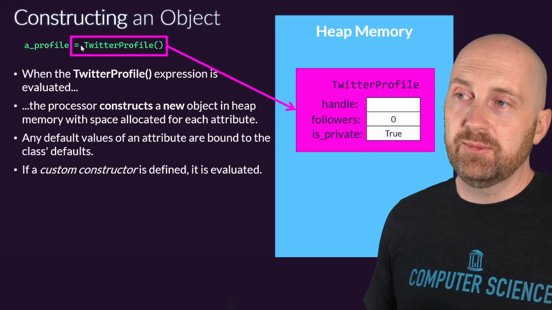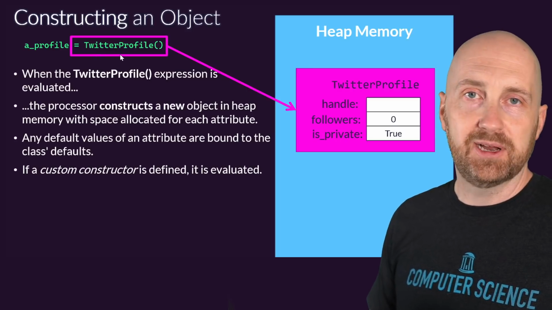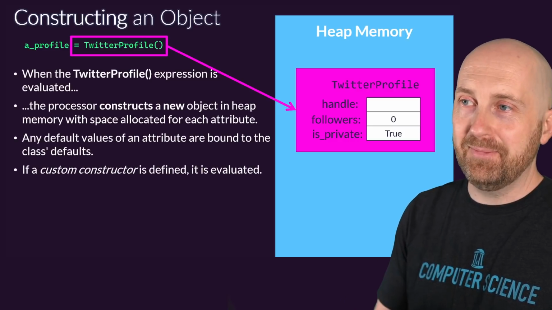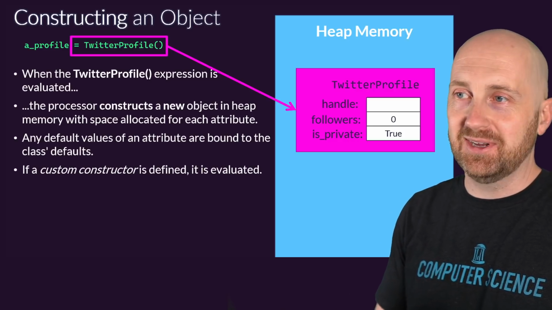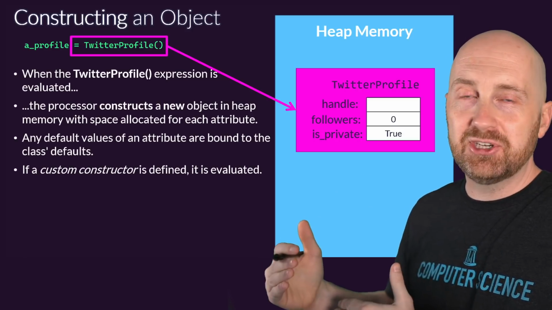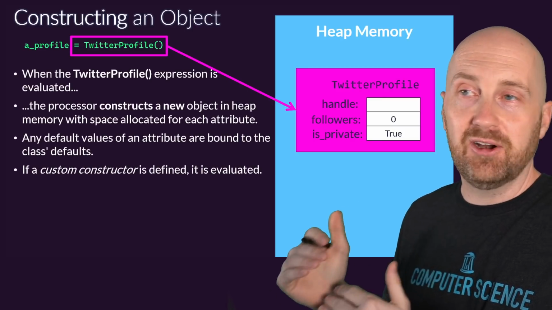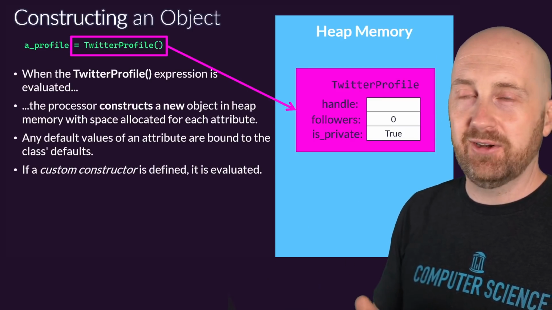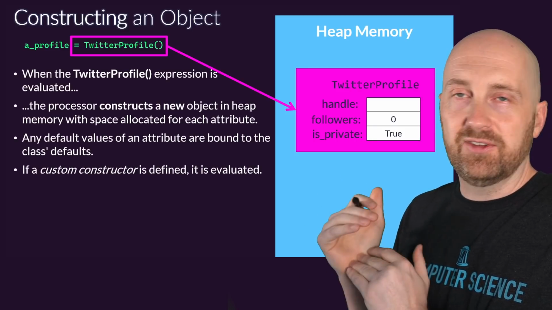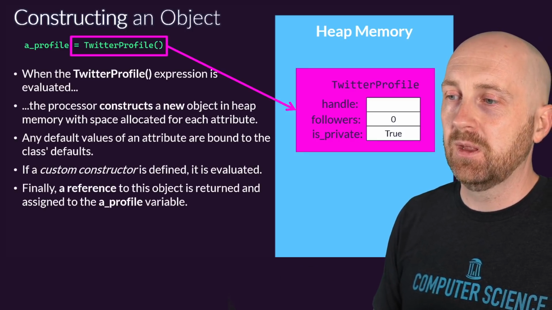If there were a custom constructor defined, which we will look at in a few lessons, that would have been called. But for now, we're going to assume that there's just some behind the scenes, magical, automatically available function, which is carrying out the task of establishing this grouping of attributes in our heap, right? So if we were trying to diagram this, we would diagram a box whose type is Twitter profile and has these attributes associated with it.